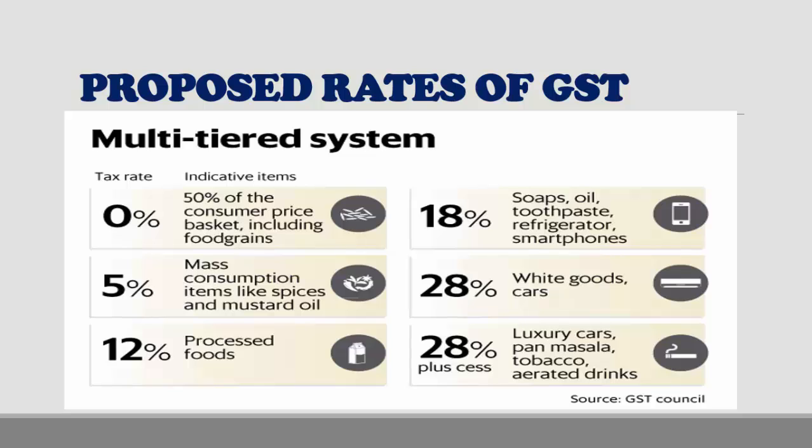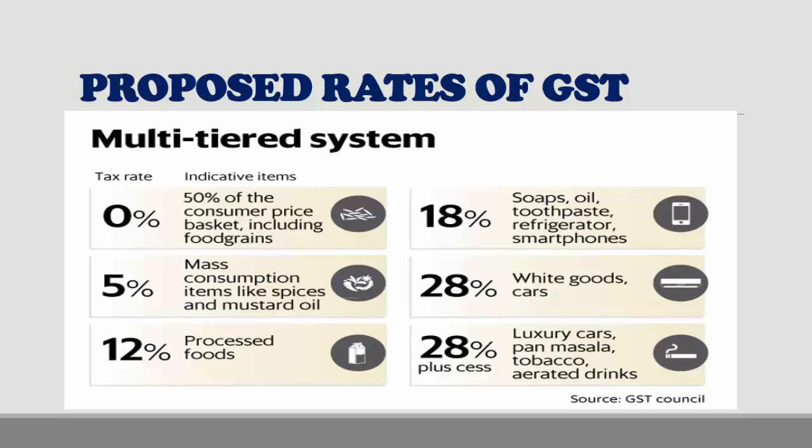Now what are the proposed rates of GST? It is divided into 5 broad categories. 0% is kept for the goods which are common use items such as food grains, etc. 5% is kept for mass consumption items like spices and mustard oil. 12% is kept for processed food and 18% is kept for FMCG goods like soaps, toothpaste, refrigerator, etc.